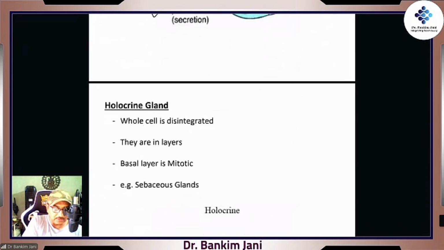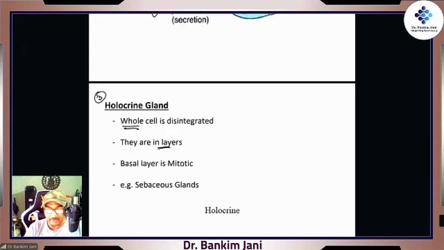And third is holocrine. Holo means whole. The whole of the cell is disintegrated. The whole cell dies. New layers keep on coming. Right? But when it comes to secretion, the whole cell dies, is disintegrated and is released into the secretion. So they are coming in layers, because if just one layer is destroyed, then the whole organ would get destroyed. But new layers keep on coming from underneath.